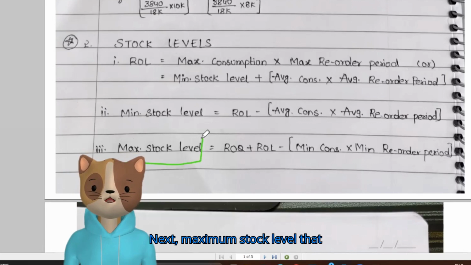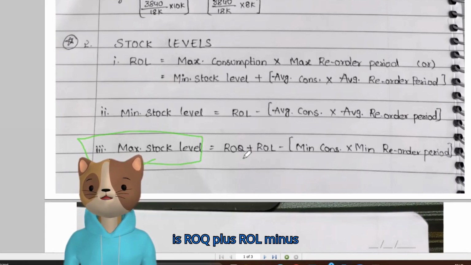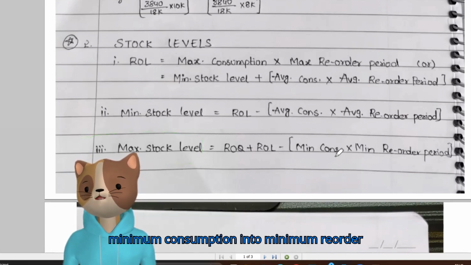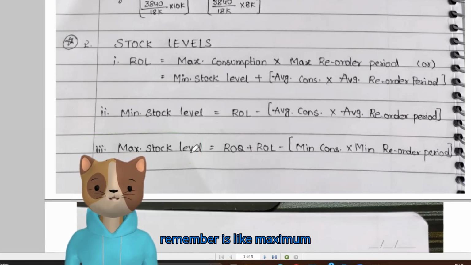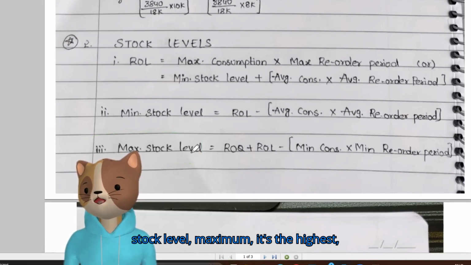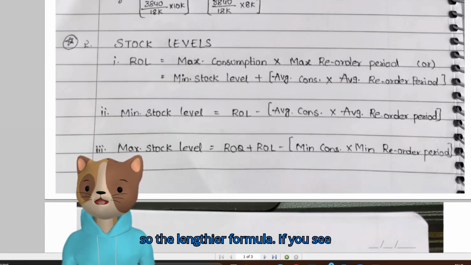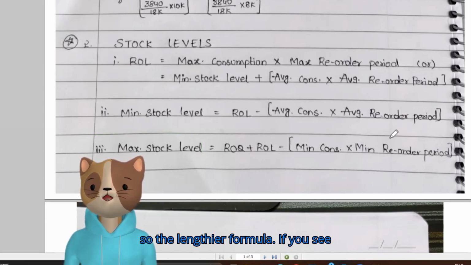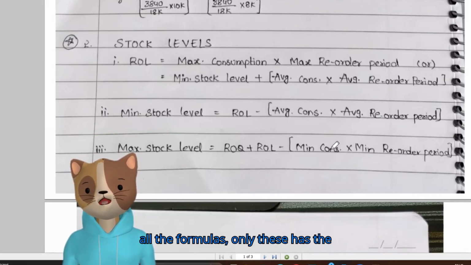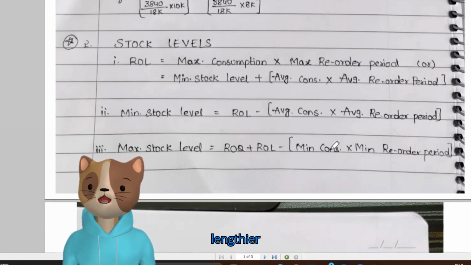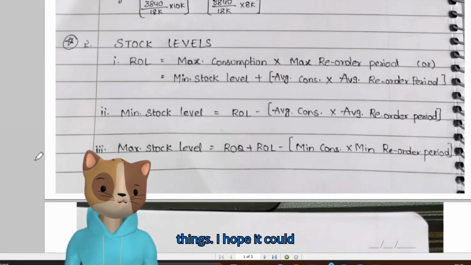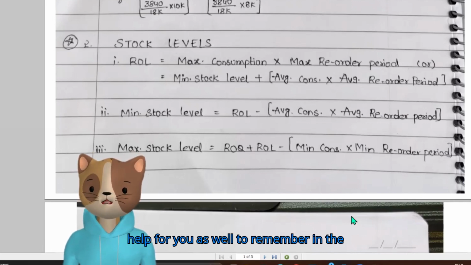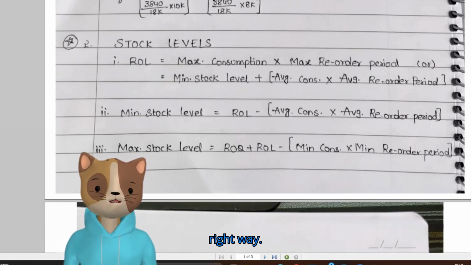Next, maximum stock level, that is ROQ plus ROL minus minimum consumption into minimum reorder period. How I remember it is maximum stock level, maximum, it's the highest. So the lengthier formula. If you see all the formulas, only this has the lengthier formula. That's how I remember things. I hope it could help you as well to remember in the right way.